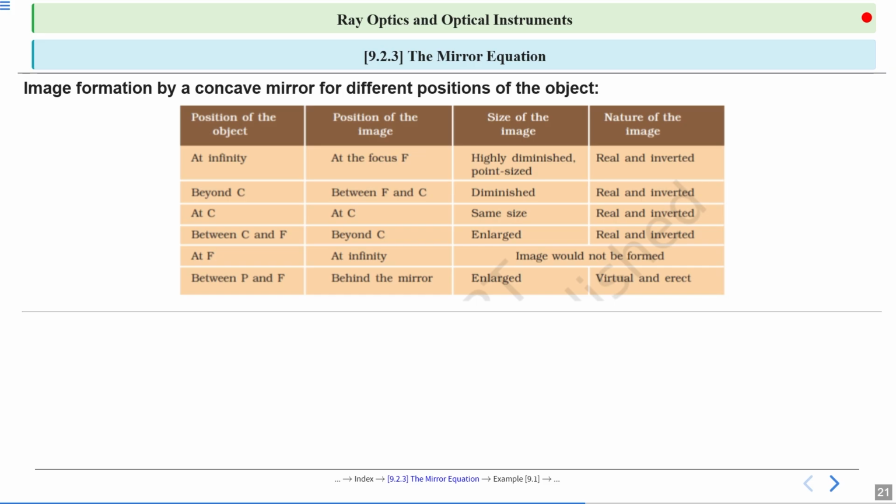Only in one case, when we place the object between P and F, pole and focus, the image will be behind the mirror, enlarged, virtual and erect. This application is used in the dentist mirror, used to examine your teeth. They place your teeth within the focal length of the concave mirror, then the image formed will be virtual, erect and enlarged.